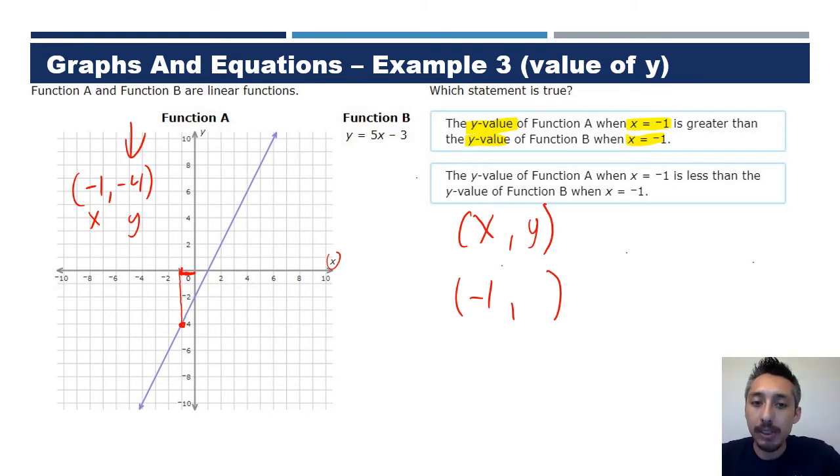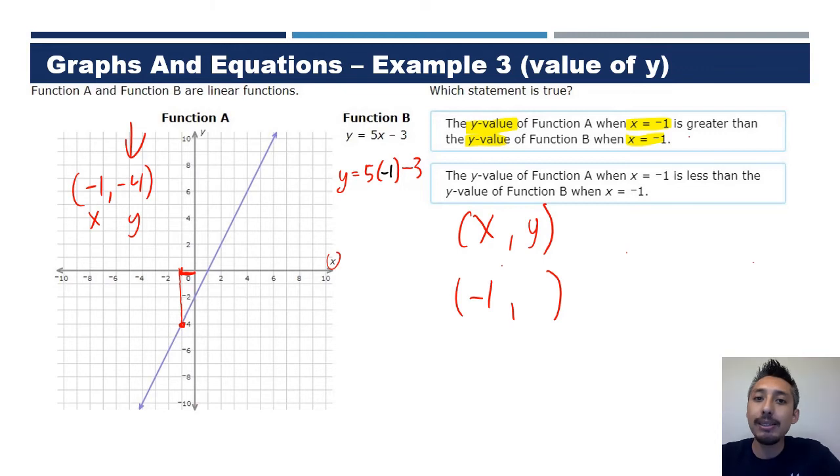We're going to be doing something very similar for function B, but we're going to find y in a very different way. What we're going to have to do for function B is substitute or plug in what we are being told x is equal to. So let's look at function B. We're going to be plugging in the -1 into this function. This is what I mean. Instead of writing y is equal to 5x minus 3, I'm going to write y is equal to 5, but instead of writing x, I'm going to plug in what x is equal to. And in this case, x is equal to -1.